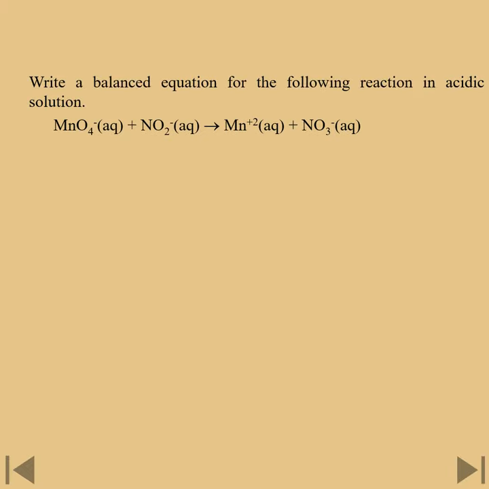Now we're asked to write a balanced equation for the following in acidic solution. Well, the manganese in permanganate is still +7, and manganese 2 is +2, so we see that's our reduced species.